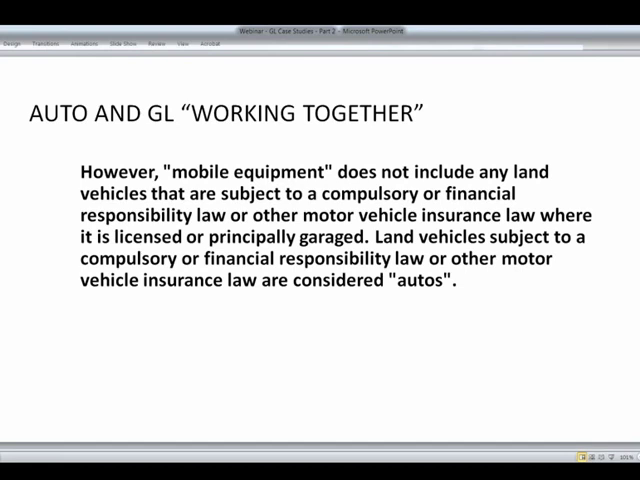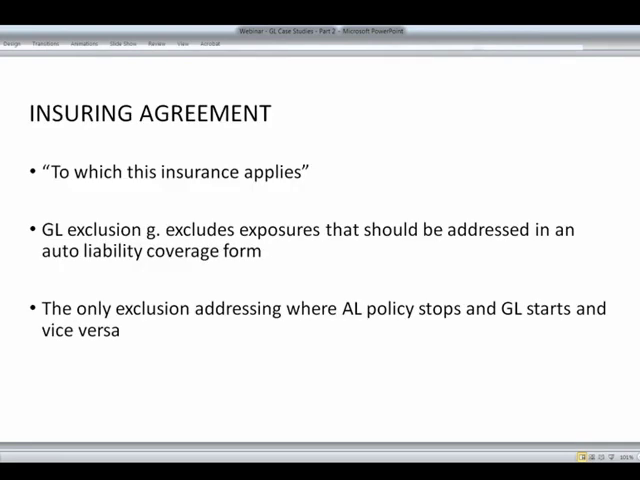So remember again, for the insurance to apply, it applies if it's not excluded. The only exclusion that you have in the general liability policy is exclusion G. This exclusion is auto liability. What's excluded in G is addressed by the auto liability coverage form. This is the exclusion that has the auto liability and the GL working together, and so that's a key consideration. So let's look at G.